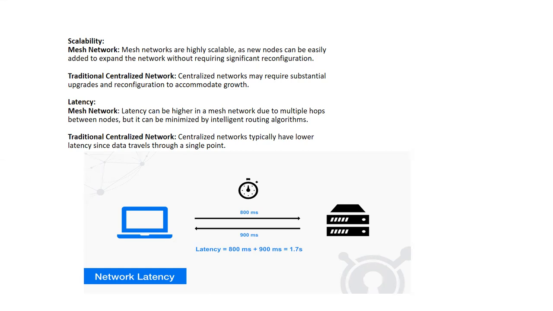When we go to latency, the latency can be higher in a mesh network due to the multiple hops between nodes, but it can be minimized by intelligent routing algorithms. Whereas traditional centralized networks typically have lower latency since the data travels through a single point.